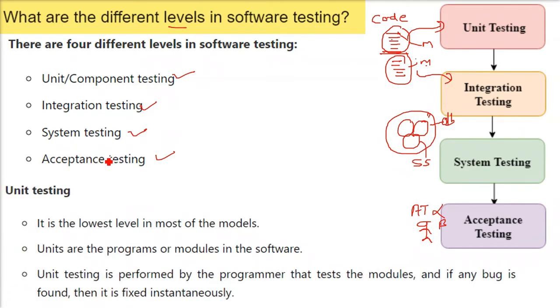Unit testing. As I said, this is the lowest level in testing. A unit can be programs, modules, or components, because they have to give a certain result. Unit testing is performed by the programmer because he knows about the modules, he has written the module, and if there is any problem in the function, he will fix it instantaneously.